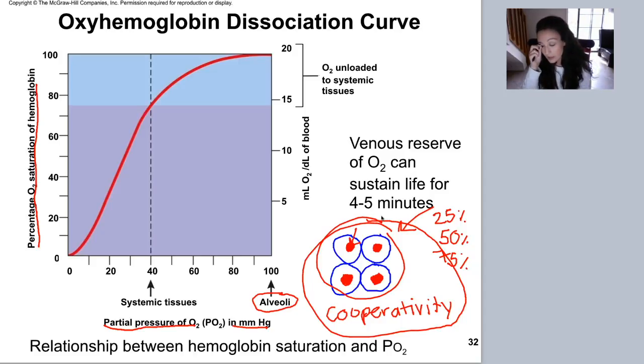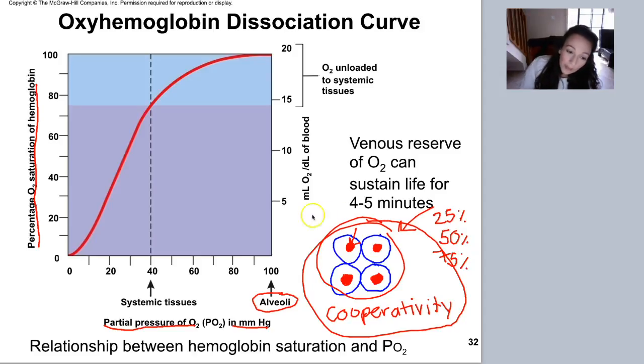So this is basically telling us the percent saturation of hemoglobin with oxygen. How saturated is hemoglobin with oxygen? Is it fully saturated? Is it half saturated? Is it a quarter saturated? That's what that's telling us.